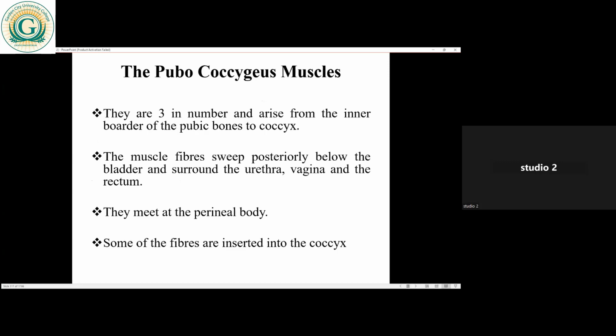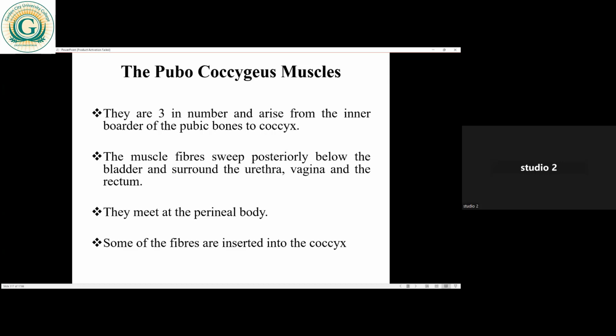So that when they get damaged, you know what's happening. When you take pubococcygeus, that muscle is also divided into three. And they all arise from the inner border and end at the coccyx. So the muscle fibers sweep posteriorly at the back below the bladder and surround these structures. So take note: the pubococcygeus muscles surround the urethra, vagina, and the rectum.